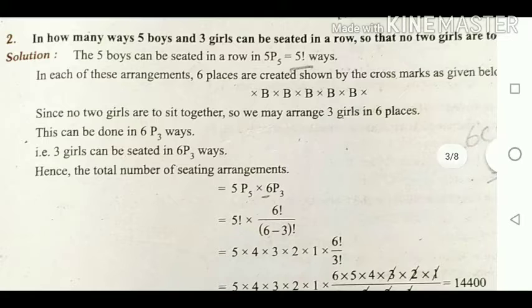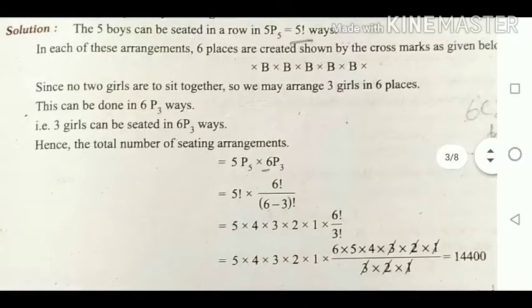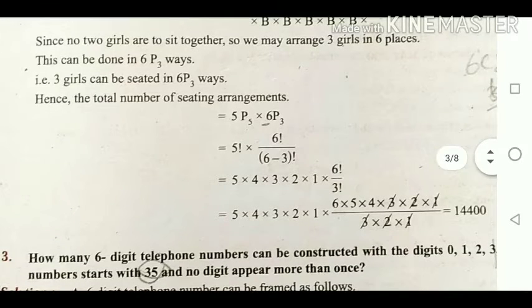Here 5P5 implies the boys, whereas 6P3 implies the girls. Therefore 5P5 means nothing but 5 factorial, that is 5 into 4 into 3 into 2 into 1, whereas 6P3 means 6 factorial divided by (6 minus 3) factorial. We are getting 3 factorial.